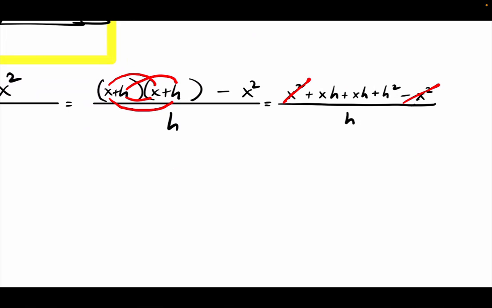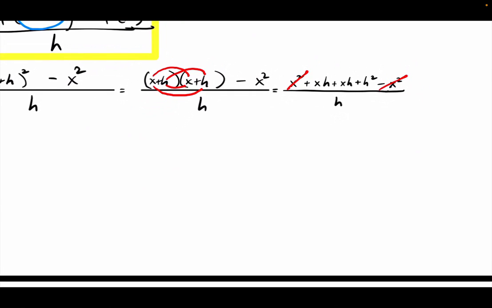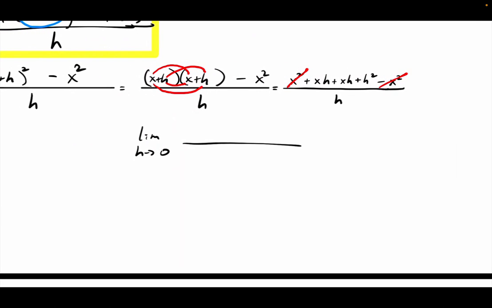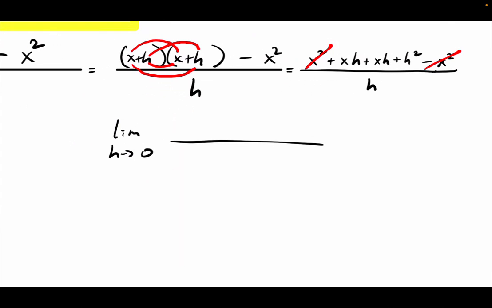Cancel those two out because it's x squared minus x squared. So let me bring back the limit. The limit as h approaches 0 for what I have left. What I have left is 2x plus h because these two guys are like terms. Right? I have two of them. 3 times h, 2xh plus h squared over h.